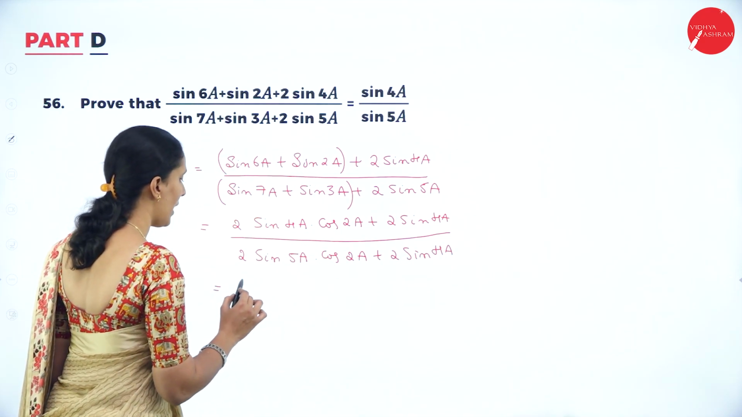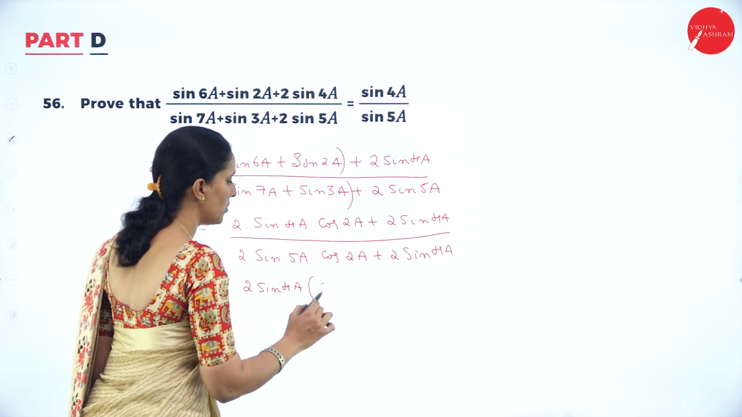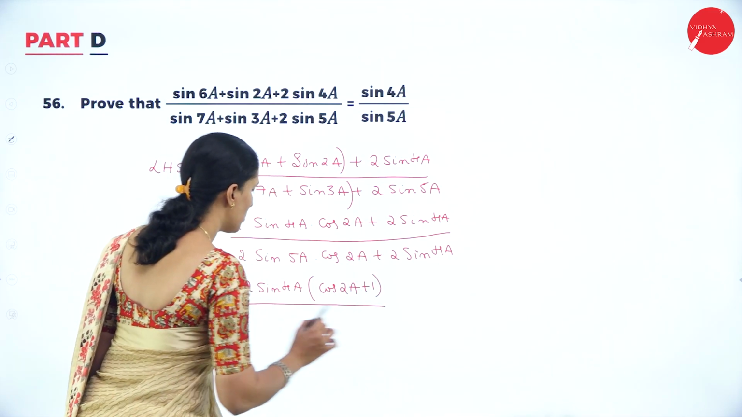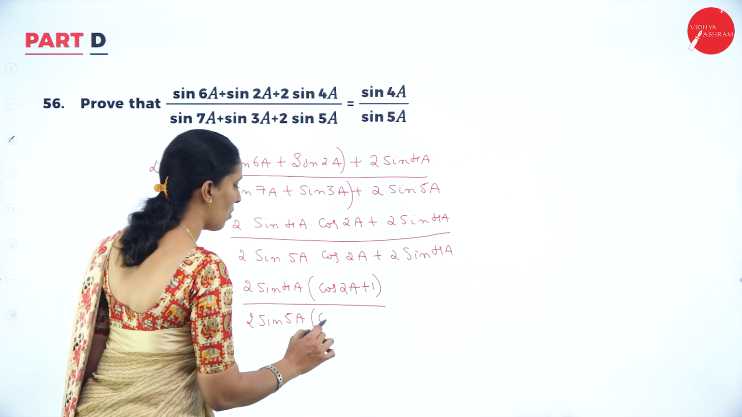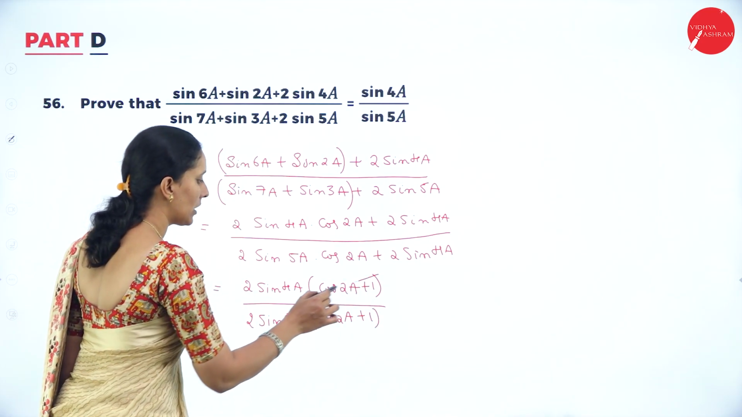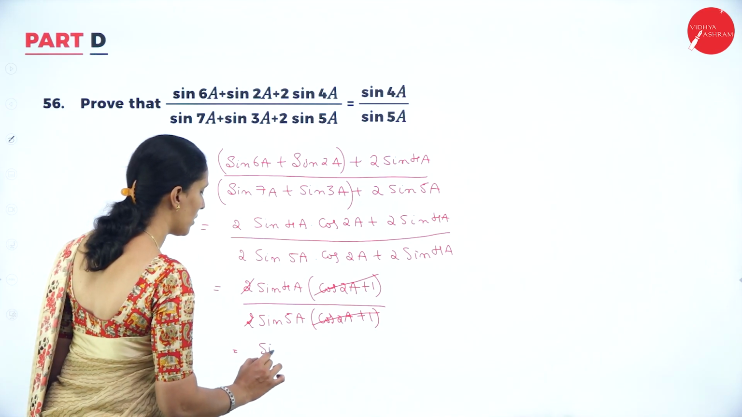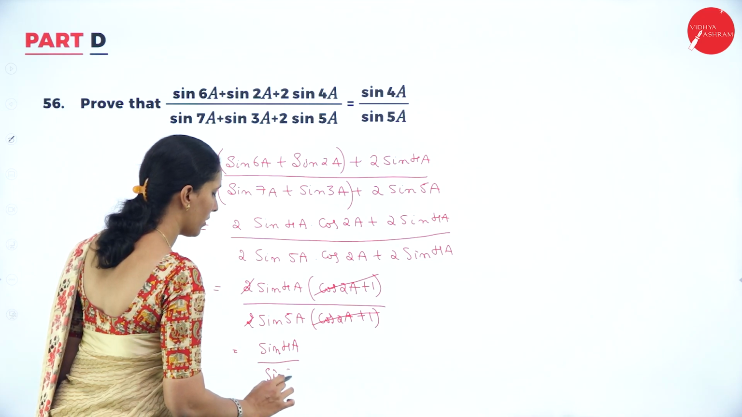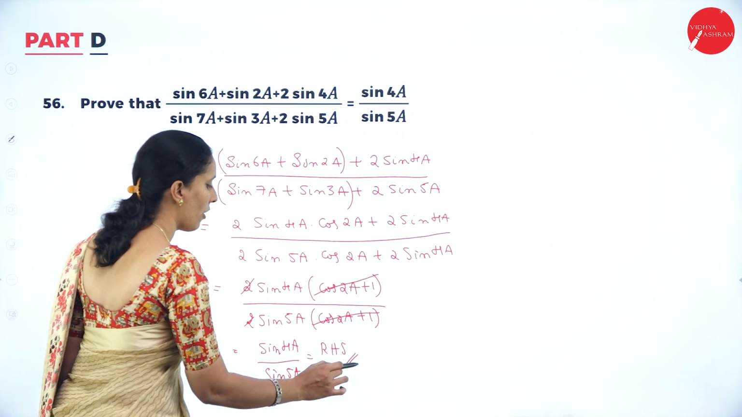Now we have 2 sine 4a as a common factor in the numerator, so it is cos 2a plus 1. And here also we have 2 sine 5a as a common factor, so cos 2a plus 1. So it cancels here, 2 and 2 cancel here. We are left with sine 4a divided by sine 5a. That is the RHS. Hence we have proved.